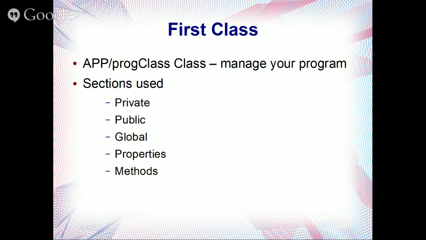Private: these are variables or areas that are private to the class only. You cannot access them outside of the class. You can use a property to update them, but they're private within the class. Basically, these are my variables I use in here.